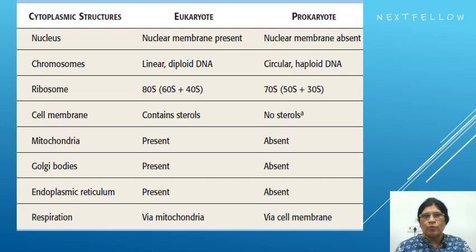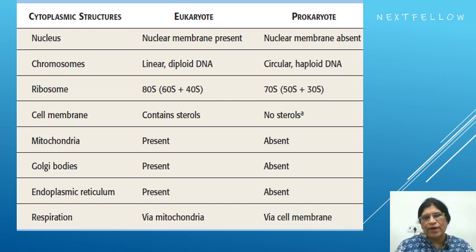And here we go with the cytoplasmic structures, nucleus, chromosomes, etc., about the eukaryote and the prokaryote. Now, the eukaryote has a nuclear membrane. It has a linear chromosome. Ribosome is 80S and the cell membrane contains sterols. They have mitochondria as well as Golgi bodies present.